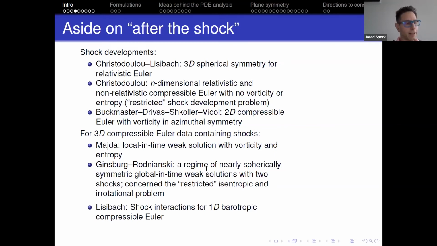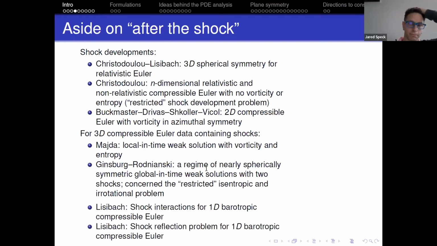Okay, and then I want to highlight that there's other things one can do in the context of weak solutions. There's been some really interesting progress by Lisibach recently. He posted 2 papers within the last few weeks on 1D barotropic flow. So barotropic means that there's no entropy, and the pressure is just a function of density. He studied the interaction of shocks in 1D. So you have one shock wave here and another here, and they're colliding, and he solved for a weak solution in a small neighborhood of the future of their intersection.